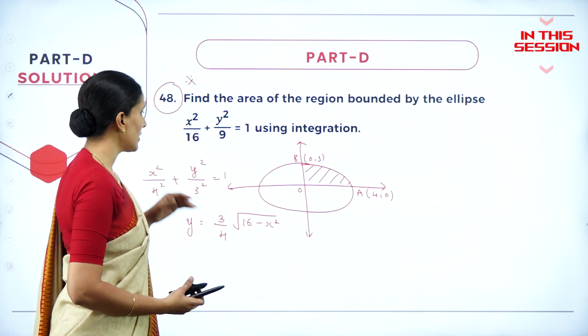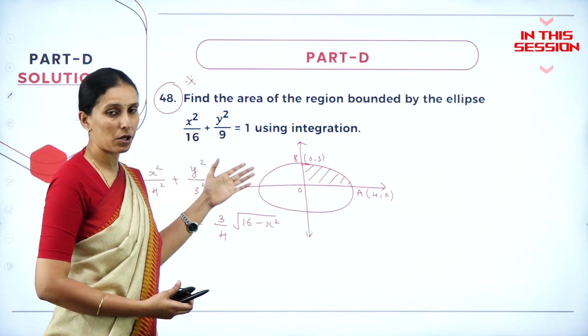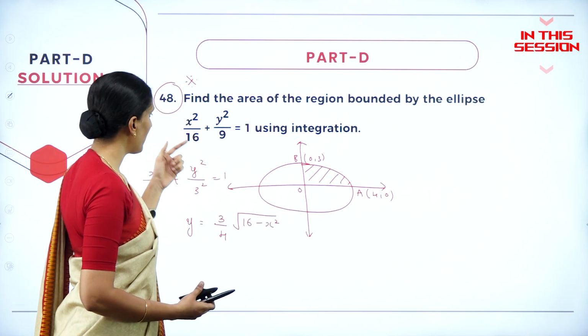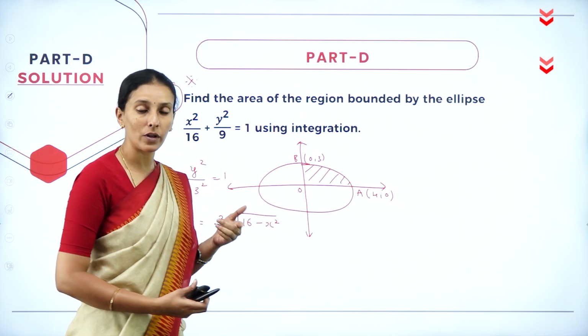Now the same question can be asked with respect to the standard equation of an ellipse, that is x square by a square plus y square by b square is equal to 1.